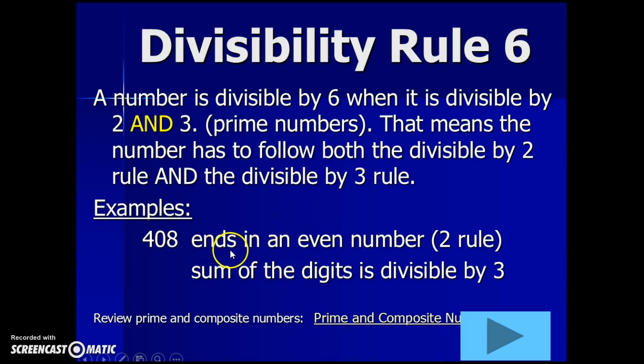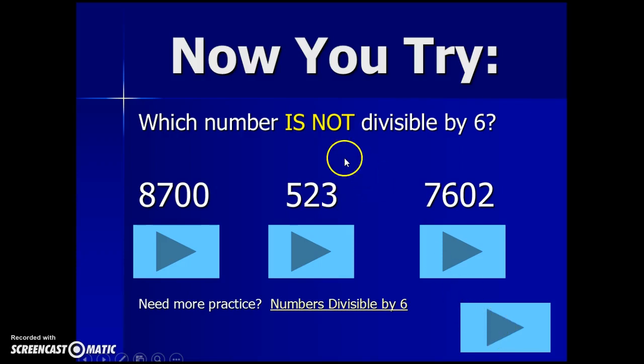For example, 408 ends in an even number, which means it complies with the 2 rule. And the sum of the digits, 8 plus 0 plus 4, 9, 10, 11, 12, is divisible by 3 without a remainder, which means 408 is divisible by 2, is divisible by 3, and thus is divisible by 6. Here's your question. Which is not divisible by 6? 8,700, 523, or 7,602? Try it out, hit the pause button, and then play to check your answer.